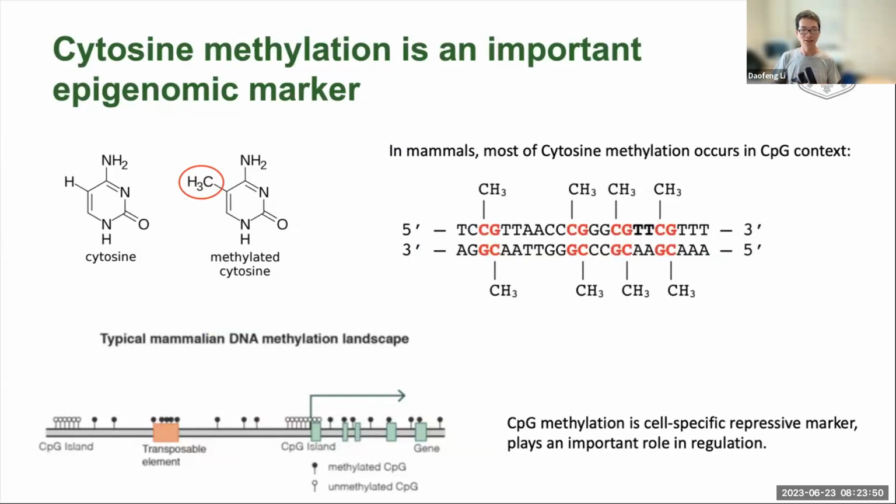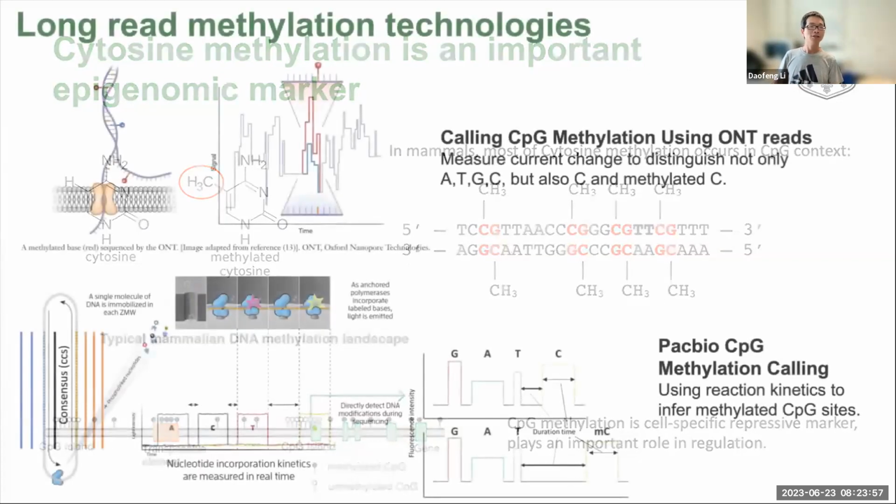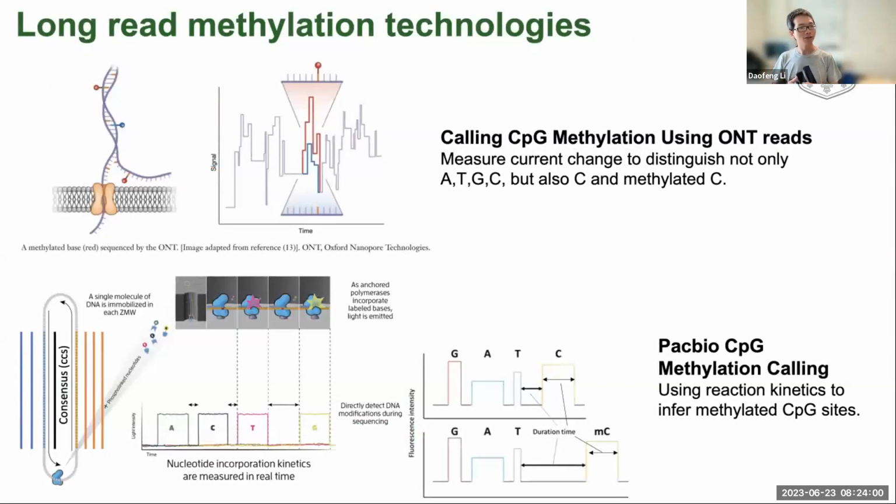CpG methylation is a cell-specific regulatory mark, so it plays an important role in gene regulation. We all know that most methylation data so far were based on bisulfite sequencing, but the latest long-read technology can also give you methylation data without any bisulfite treatment. For example, using Oxford Nanopore, you can call CpG methylation from ONT reads. You can measure current changes to distinguish not only the A, T, C, G bases, but also C from methyl-C.